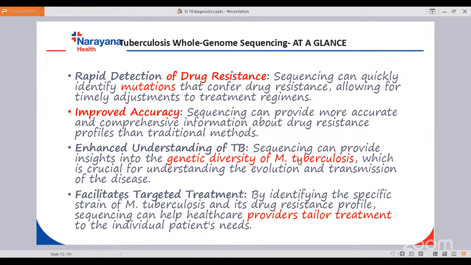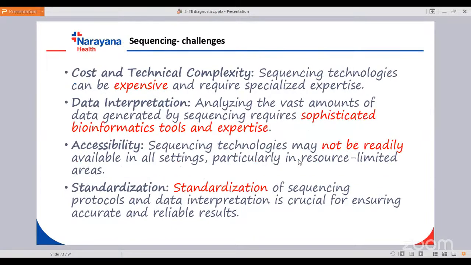Therefore, because it has sequenced the entire genome, it can rapidly detect drug resistance as well. So it can identify mutations, allowing the rapid detection of drug resistance. It has improved accuracy and gives you comprehensive information about drug resistance than the other traditional methods like MGIT. The third thing is that it has enhanced our understanding of tuberculosis. In terms of epidemiology, genetic diversity, it has provided insights, which is crucial for understanding the evolution and transmission. And importantly, it gives you quick tailoring of treatment to individual patients, similar to what GeneXpert does.